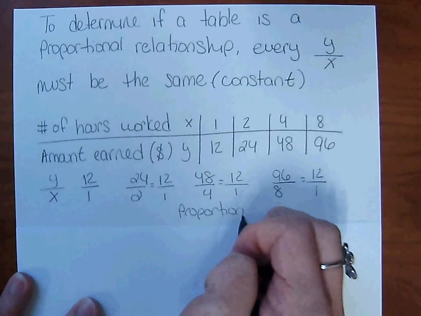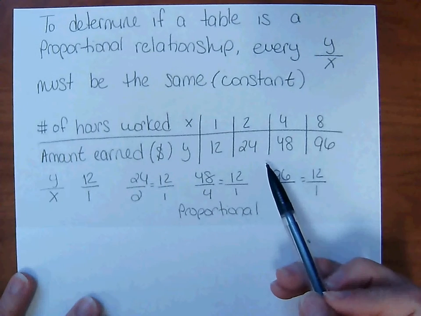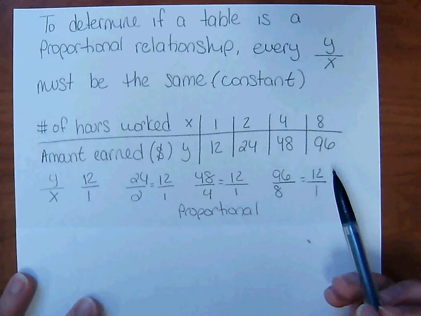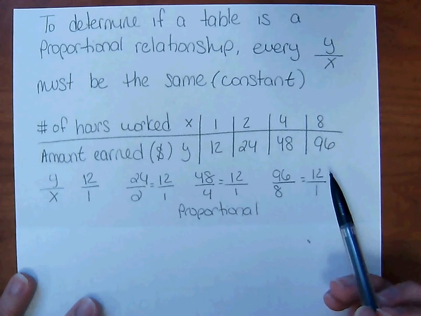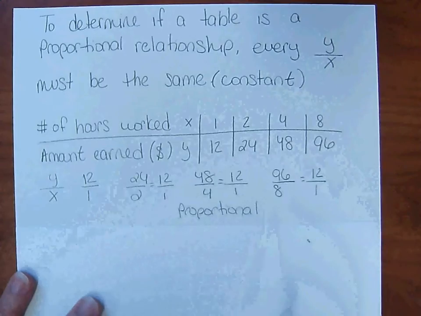And it is a good idea, even if the first 2 or 3 come out to be the same, to check all of the values in the table, because sometimes they throw one in where the last y over x makes it not a proportion.